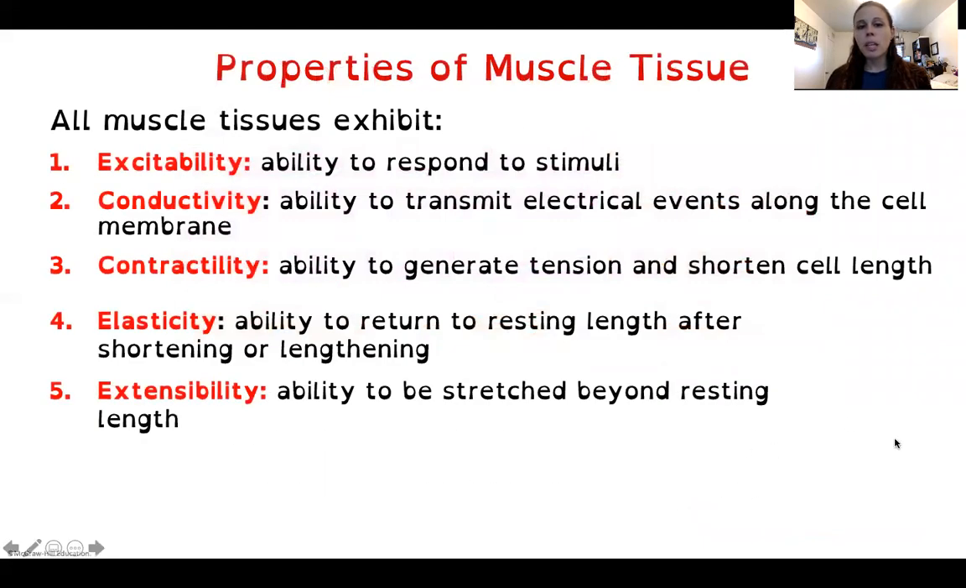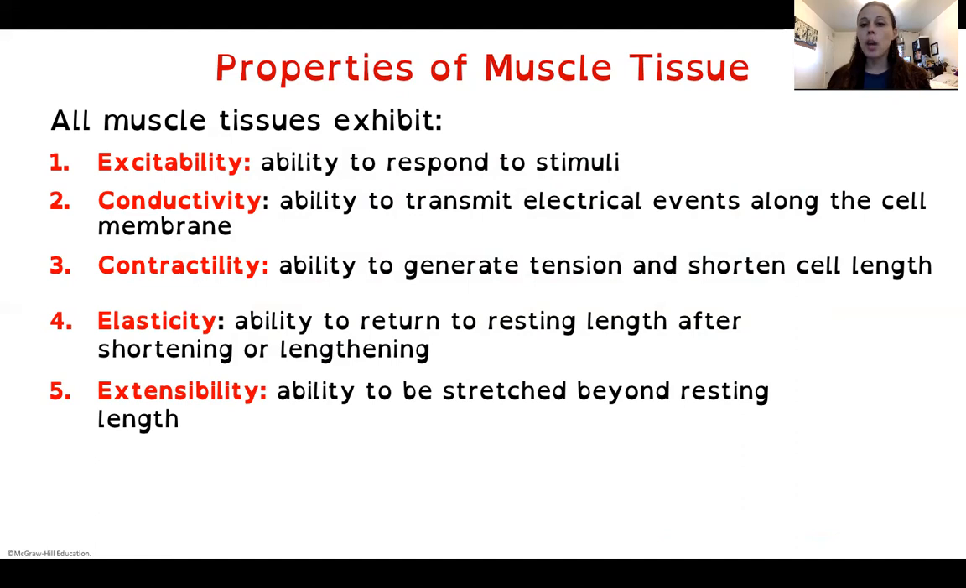Now, first of all, let's talk about the properties of muscle tissue in general. So all these muscle tissues have excitability, which means that they're able to respond to stimuli. They are also able to transmit electrical signals along the cell membrane, and this is called conductivity. So they're able to conduct, to carry the electrical signals. They're also able to generate tension and shorten the cell length, and this we call contractility.